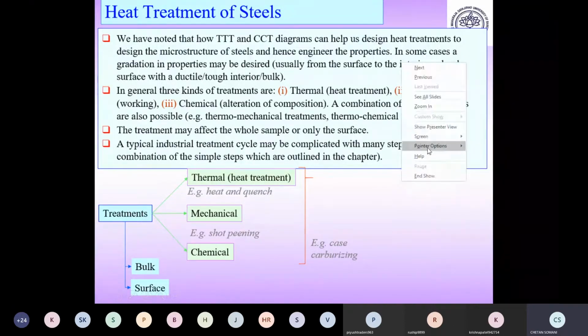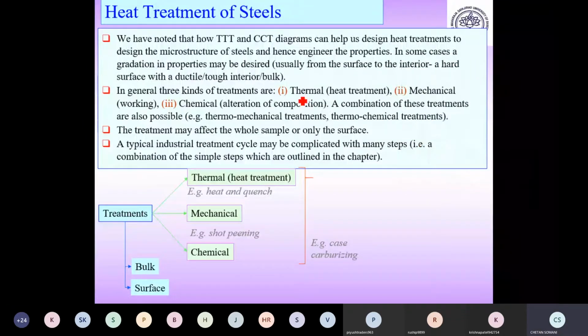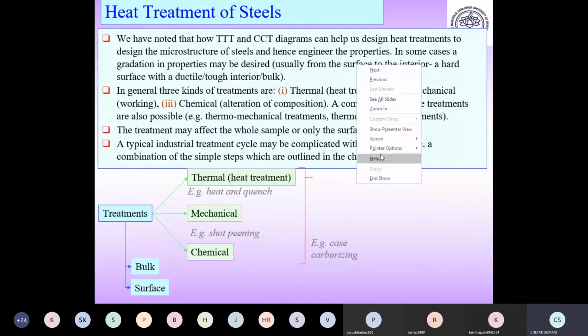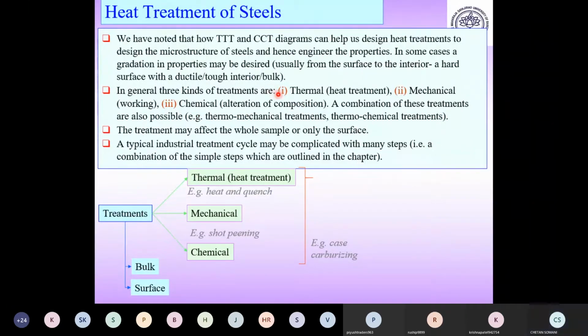So when we are talking of heat treatment, sometimes heat treatment also gives us these two parameters. We get heat treatment for change in temperature with change in mechanical properties and change in chemical composition also. A combination of these treatments is also possible: thermomechanical treatment and thermochemical treatments. These are also called heat treatment. The treatment may affect the whole sample or only the surface. That means your heat treatment would be changing the property of the complete sample or only the surface.